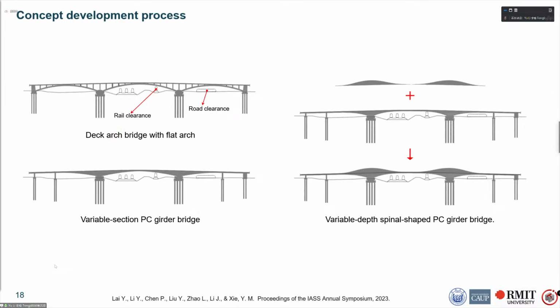There are three different forms of this bridge: the deck arch bridge with flat arch, the variable section PC girder bridge, and the variable depth spiral shaped PC girder bridge. Finally, we selected the last one, the variable depth spiral shaped PC girder bridge, as the conceptual form.